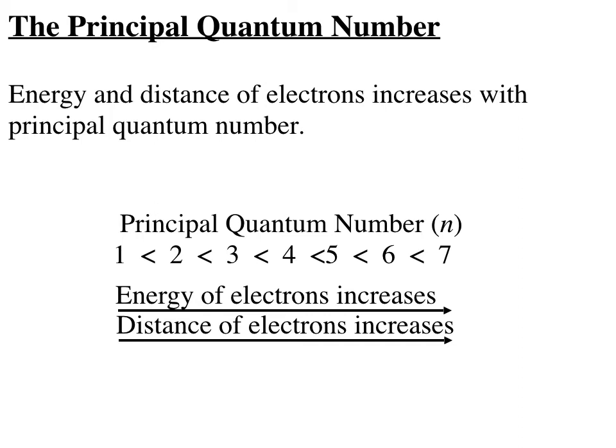And as you go up in principal quantum number, the energy of the electron on that level increases. Now remember, that means the energy becomes less negative. That's an increase when you become a smaller negative number. And also, the distance of electrons from the nucleus increases as you go up in principal quantum number.